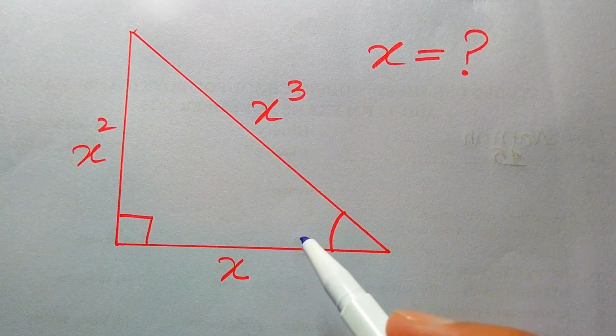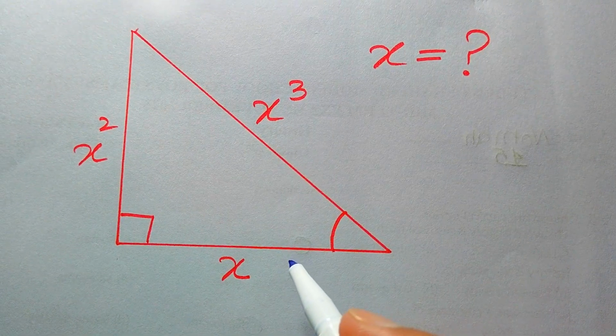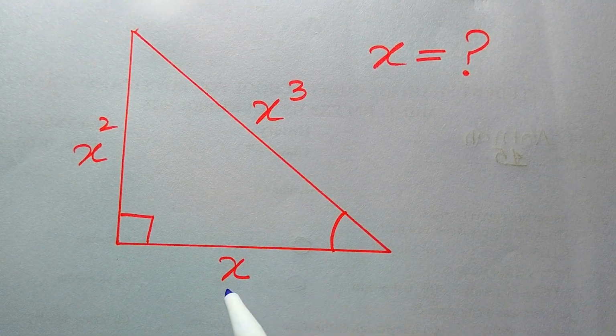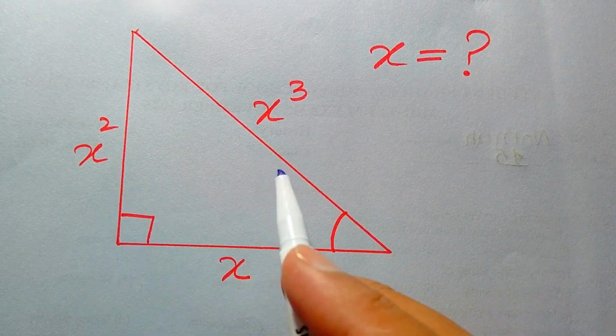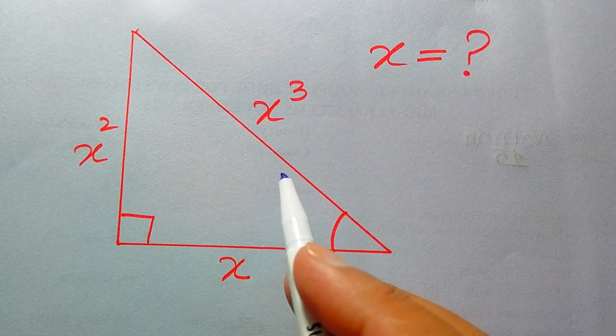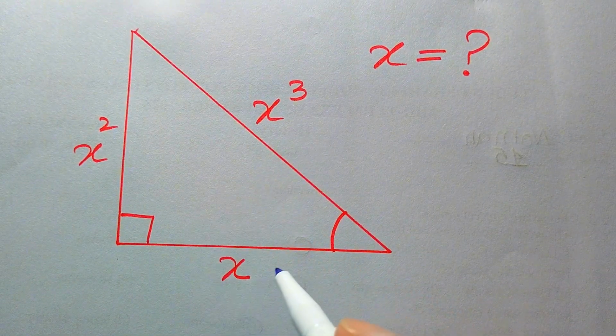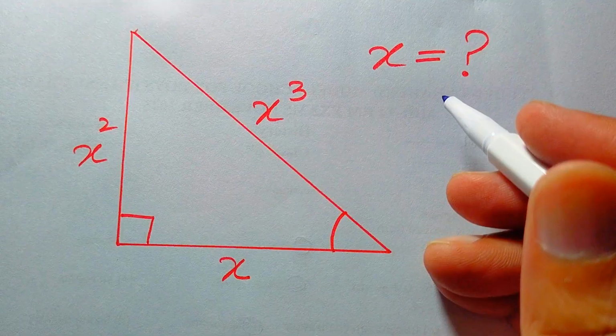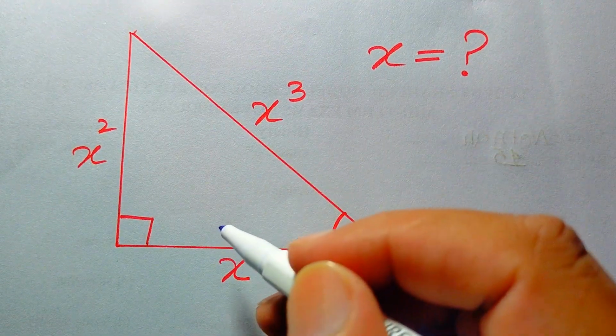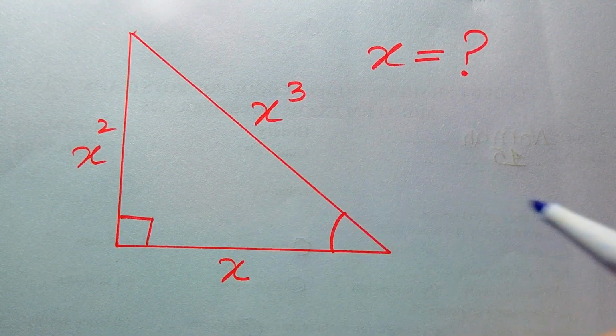So here we have this nice right triangle in which the lengths of its sides are x, x squared and x cubed respectively. For this limited information, we need to find the value of x. So you see that this is a right angle triangle.